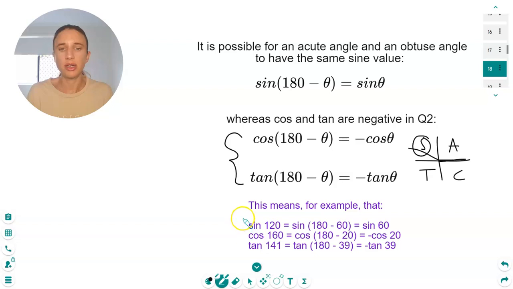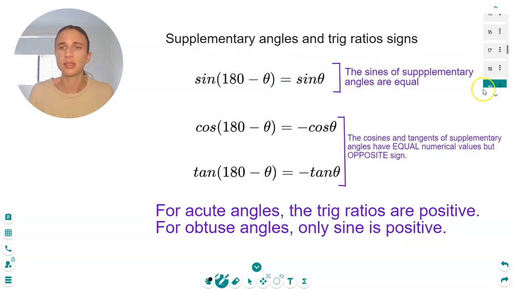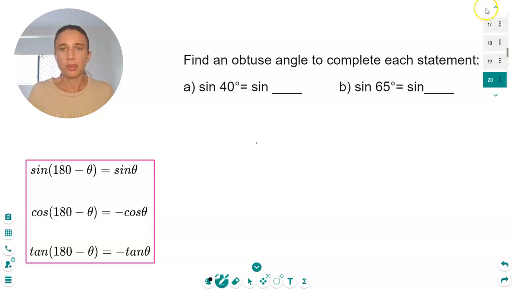And maybe just pause the video and try and make sense of these last few things here. So we've just got some examples, plugging some numbers in for theta here. The main thing to remember is that cos and tan have equal and opposite signs. So let's check out this slide. The cosines and tangents of supplementary angles have equal numerical values, but opposite signs. So try to make sense of that. For acute angles, the trig ratios are positive. For obtuse angles, only sine is positive. Might take a little bit of practice.